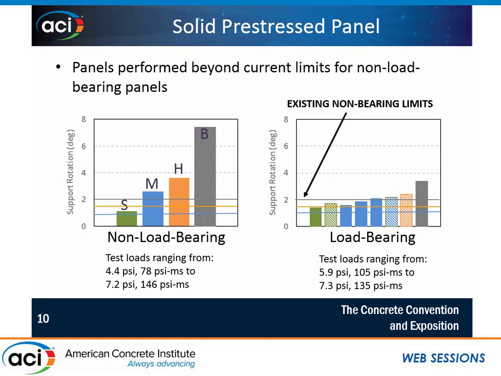So for example, if we just focus here on the moderate level of damage for this non-load bearing panel, this could be the upper threshold, but albeit at 3 degrees support rotation, that's much higher than what you're currently allowed to do at around 1 degree support rotation. So those limits are overly conservative.